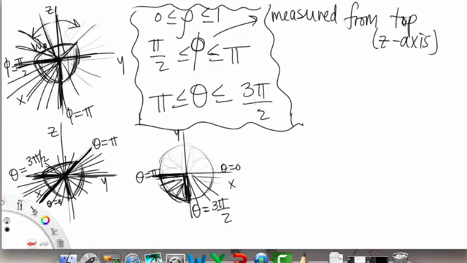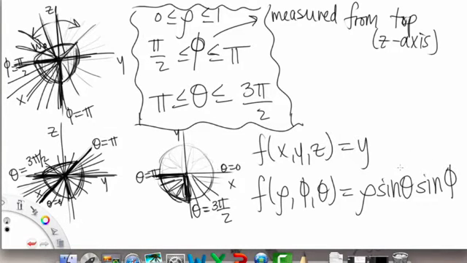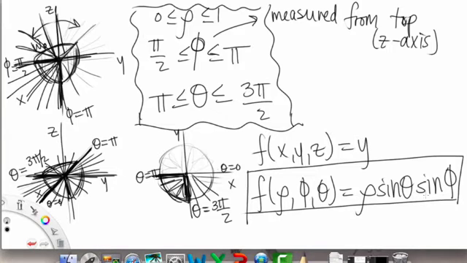So, alright, another important thing to note is that f, which used to be x, y, and z, equals y. Once you plug in our rho, phi, and theta, y in terms of those is rho sine theta sine phi, right? So anyways, now that we have this here, that's important as well. We'll need that for our final setup.